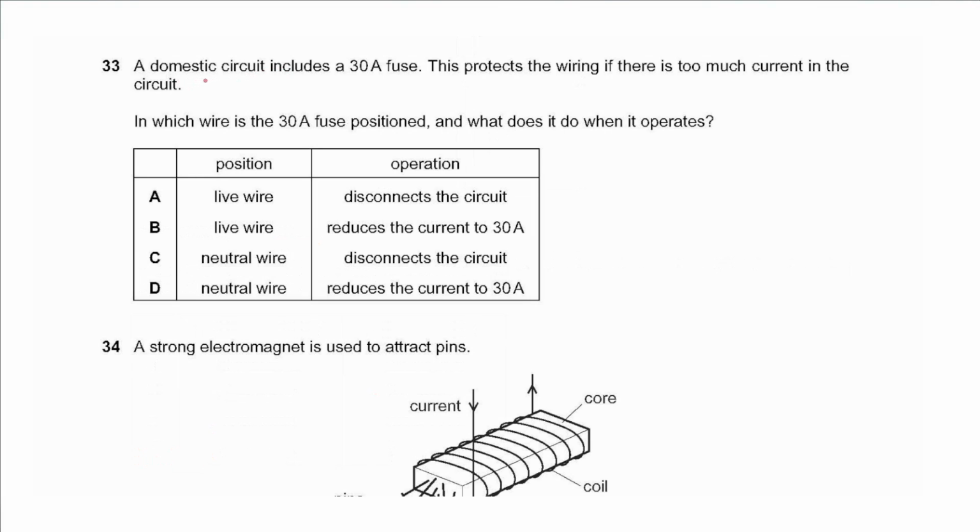Question 33 says a domestic circuit includes a 30 ampere fuse. This protects the wiring if there is too much current in the circuit.